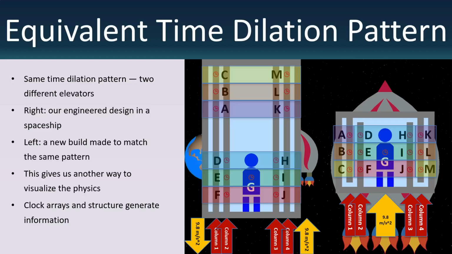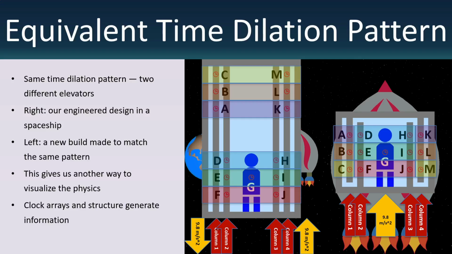Equivalent time dilation pattern. Now let's look at two elevators that would produce the exact same time dilation pattern across their clock arrays, but only if the specially engineered elevator on the right is inside a spaceship accelerating at 9.8 meters per second squared. That pattern would not appear if it were sitting in Earth's gravitational field. On the left, we built a second elevator, designed specifically to replicate the time dilation pattern seen in the engineered elevator during constant acceleration. This second elevator is structurally symmetric.